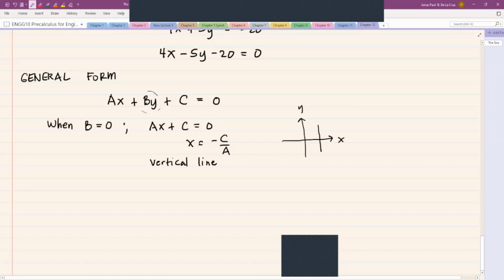Okay? So, when a is equal to 0 naman, syempre we have a horizontal line naman, ano? When a is equal to 0, ang matitira dito is by plus c is equal to 0. So we have come up with y is equal to negative c over b. And this one, y equals a constant, is a horizontal line.